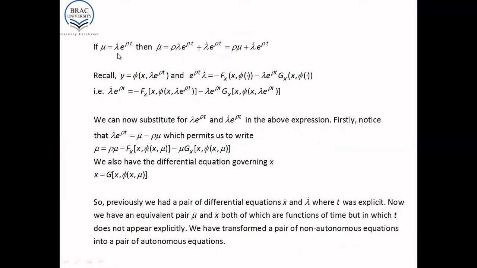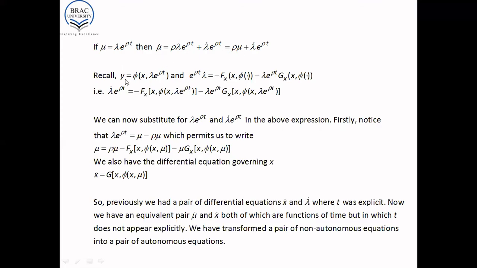Now, if mu is equal to lambda e to the power plus rho t, then if you differentiate both sides, you get mu dot is equal to rho lambda e to the power rho t plus lambda dot e to the power rho t, which is equal to rho mu plus lambda dot e to the power rho t, right? Because mu is equal to this thing, and we replace rho times lambda e to the power rho t with mu. So we have rho mu.